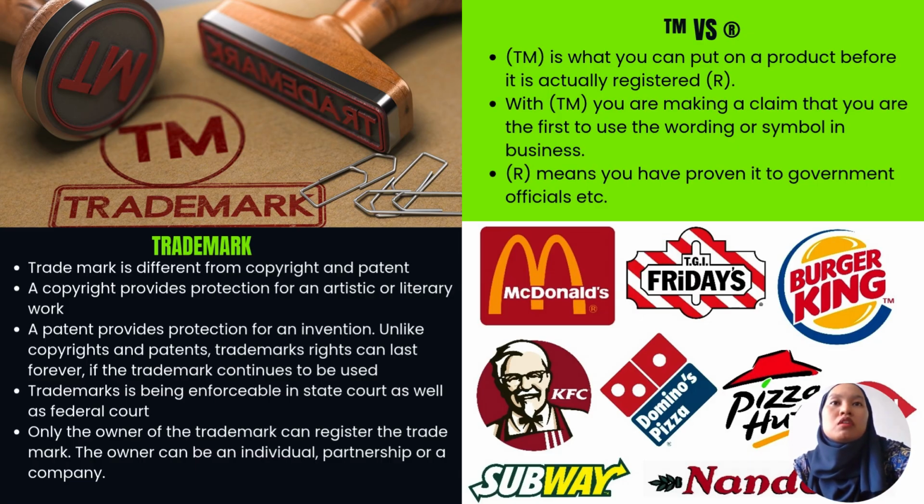Trademarks also have trademark owners. Only the owner of the trademark can register the trademark. The owner can be individuals, partnerships, or a whole company. So next, we're looking at the two symbols that are very famous in trademarks: TM versus R. TM is what you can put on a product before it is actually registered. With the TM, you are making a claim that you are the first to use the wording or symbol in the business. R is registered, which means that you have proven it to the government officials.